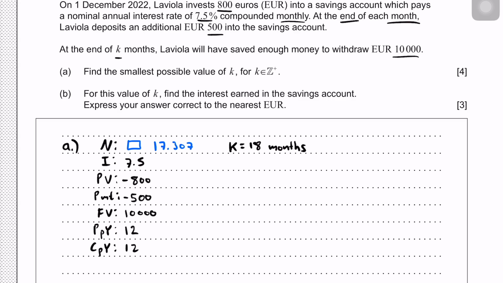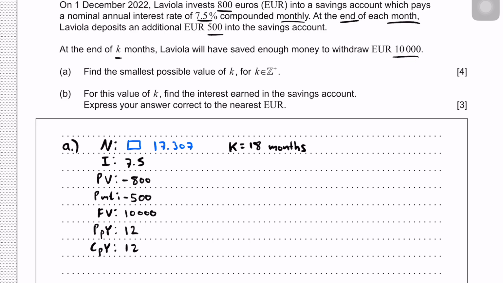All right, part B. For this value of K, find the interest earned in the savings account. Express your answer correct to the nearest euro. Okay, so 3-mark question. Not too bad of a question. So what do we know? At the end of 18 months, we'll actually have to put this back in and find the total amount, because for this value of K, she's going to have slightly more than 10,000 euros.